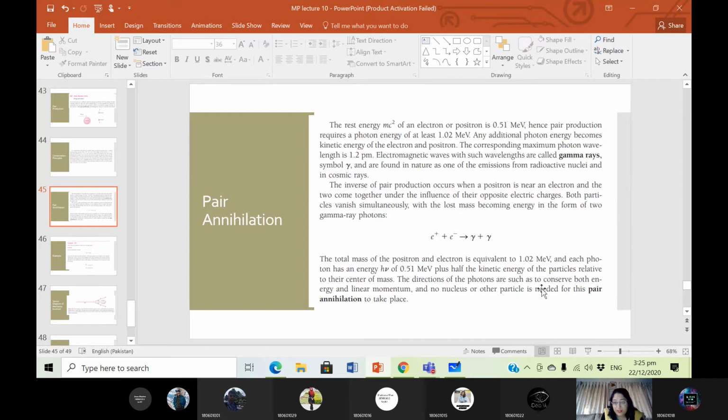So the direction of the photons is such as to conserve both energy and linear momentum. We need to conserve energy and linear momentum in this pair annihilation process as well. And so no nucleus or other particle is needed for pair annihilation to take place.